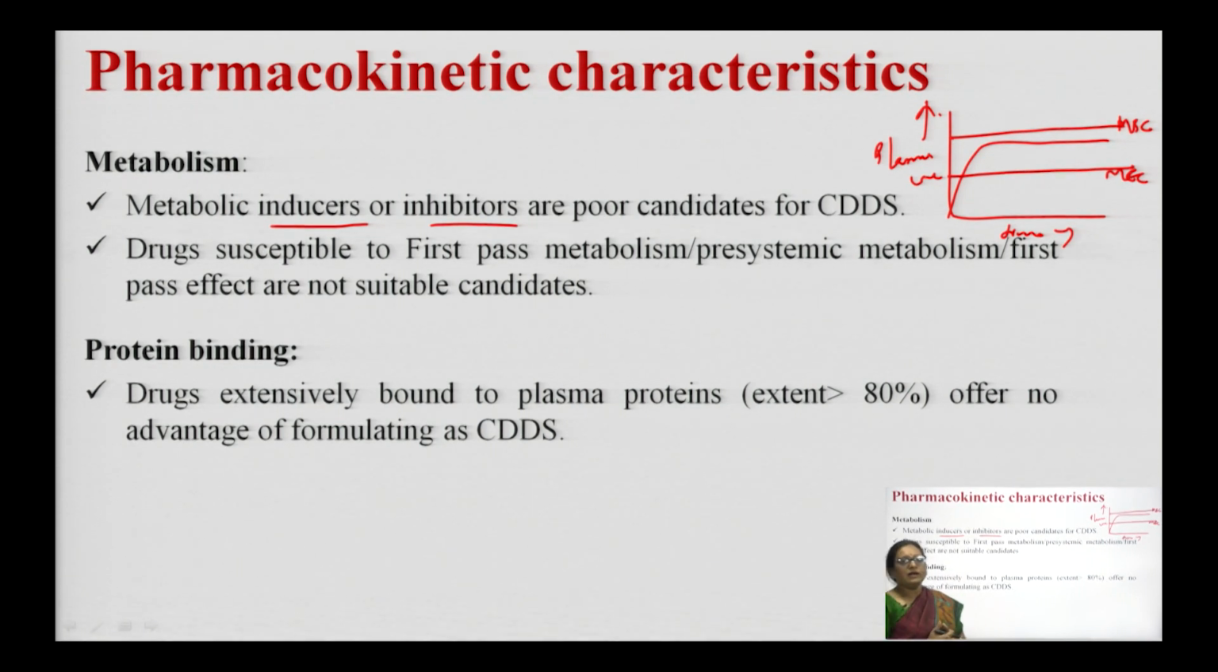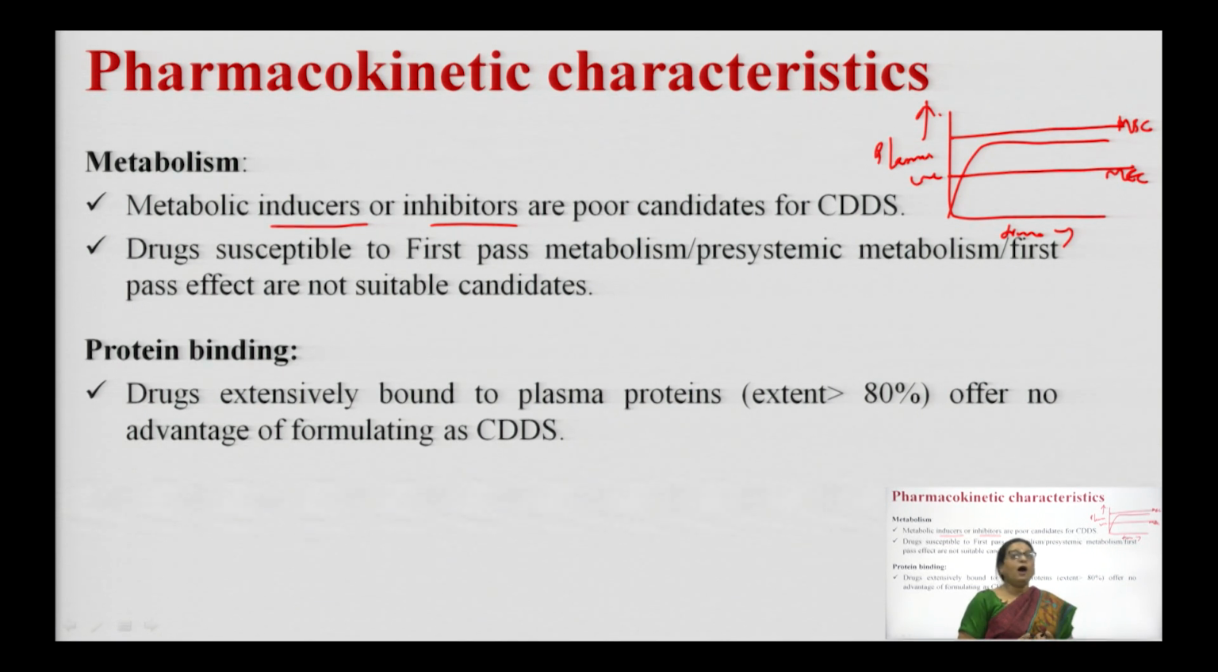But if the drug is itself a metabolic inducer or inhibitor, then this plasma drug blood level cannot be controlled or kept steady. So, such drug candidates are not suitable for making controlled drug delivery formulations. Besides this, drugs which are susceptible to hepatic first pass metabolism, or pre-systemic metabolism, or first pass effect are not suitable candidates for making controlled drug delivery systems. They will lead to poor bioavailability.